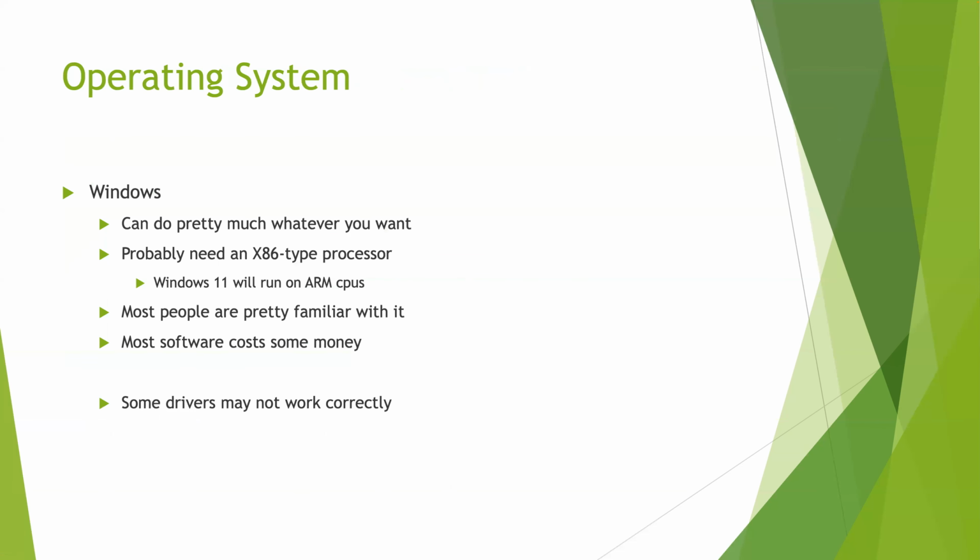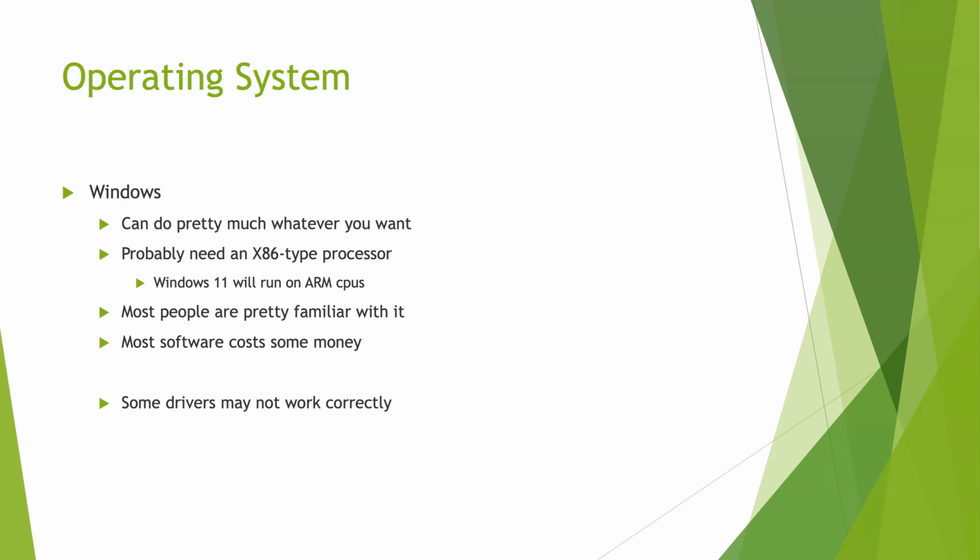Okay, let's talk about operating systems. So Windows can do pretty much whatever you want, right? You're probably going to want an x86 type processor, Intel or AMD. But Windows 11 will run on an ARM CPU. So if you trust Windows 11, you could go with an ARM platform like the Raspberry Pi or something like that. But I would say you're probably better off to stick with something that's Intel or Intel compatible.